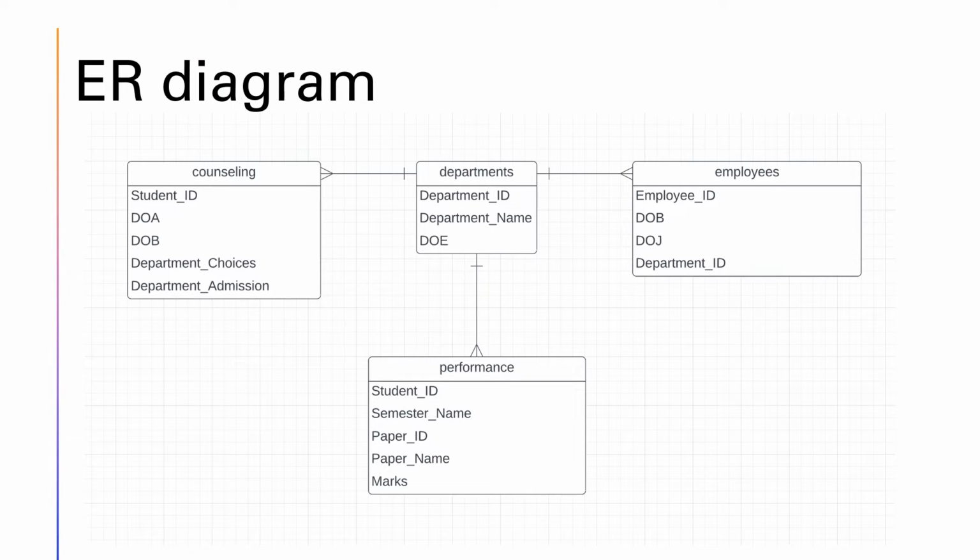This is an overview of the ER diagram of the schema. It consists of four tables: counseling for students, the department ID and the departments, employees, which is also the professors, and the performance of each student.